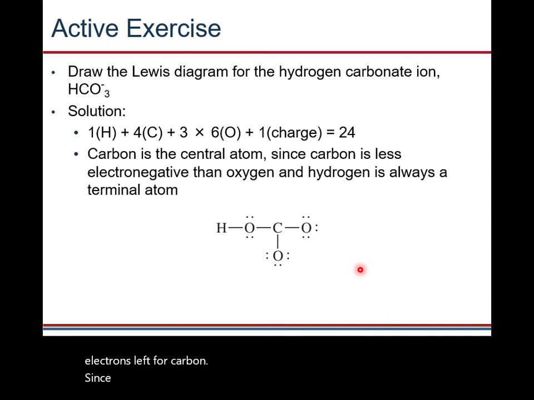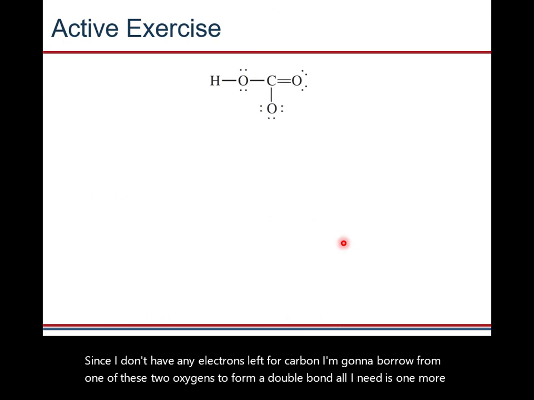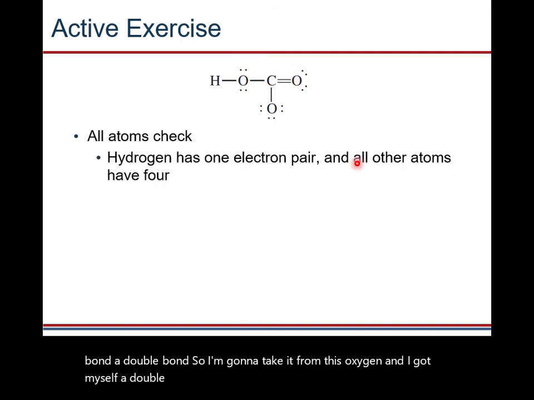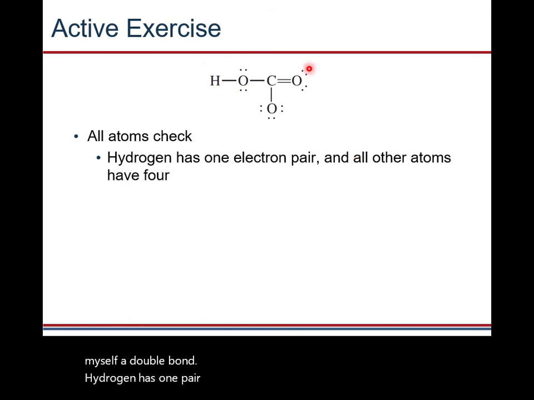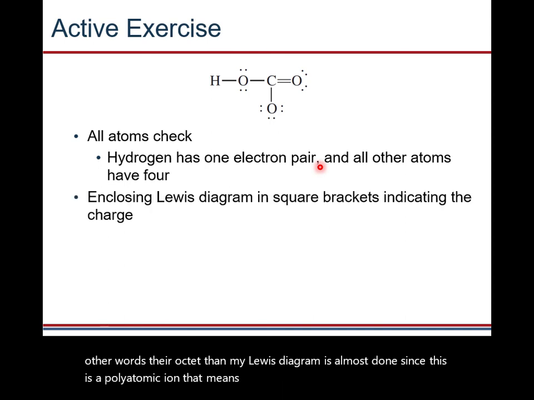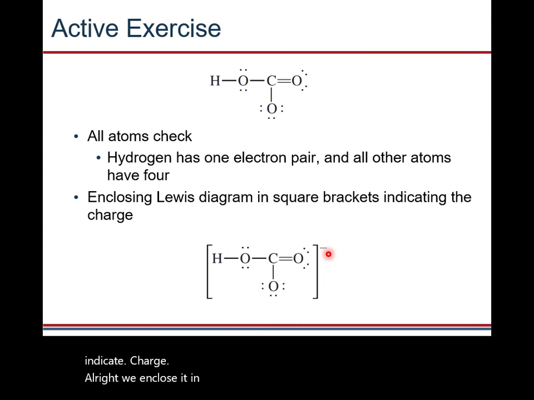Since I don't have any electrons left for carbon, I'm going to borrow from one of these 2 oxygens to form a double bond. All I need is one more bond, a double bond. So I'm going to take it from this oxygen, and I got myself a double bond. Now, hydrogen has 1 pair of electrons. All the other atoms have 4. In other words, they're octets. Then my Lewis diagram is almost done. Since this is a polyatomic ion, that means we need to enclose it in brackets and indicate the charge. All right, we enclose it in brackets, then indicate the charge.